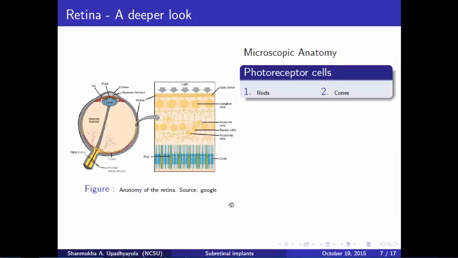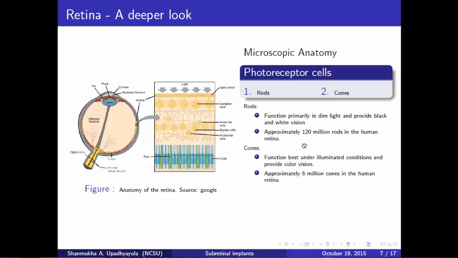Photoreceptors are further divided into 2 categories. The first category is rods, which function primarily in dim light and provide black and white vision. It is believed that there are about 120 million rods in the human retina. And the second type is the cones, which function best under illuminated conditions and provide color vision, and these are believed to be around 6 million.